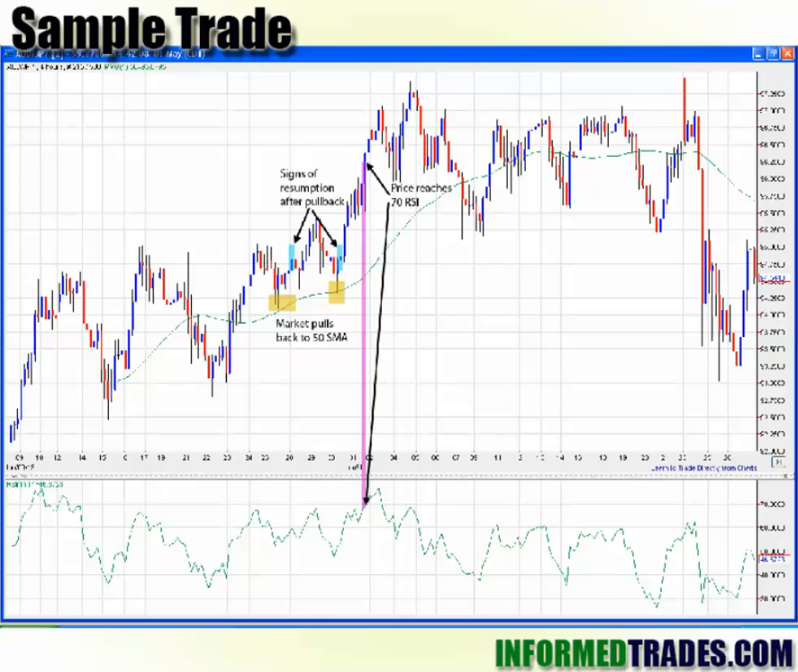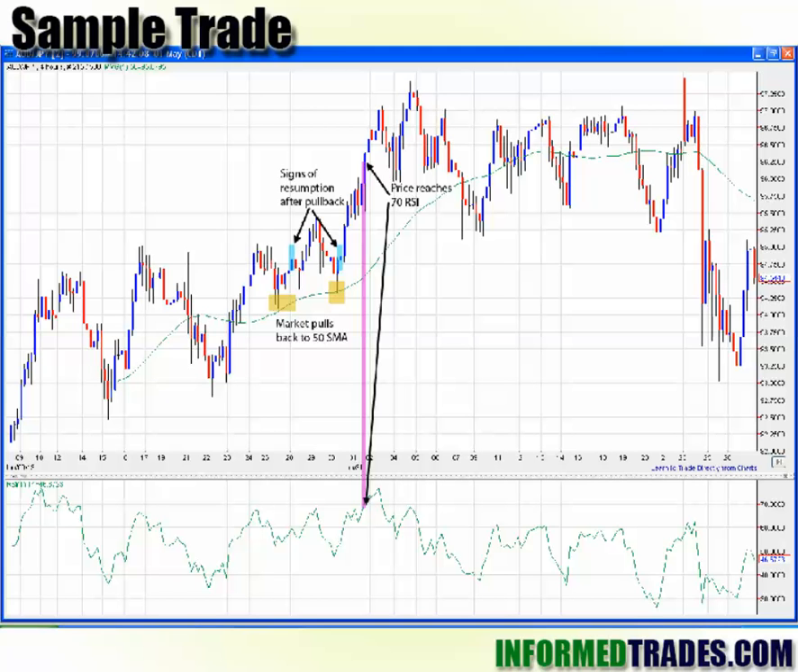You want to see a pullback to the 50 simple moving average. That gives you your entry signal. Or no, excuse me, that gives you almost your entry signal, you've got the pullback. The true entry signal, though, comes when you have signs that the pullback has concluded. So here, the pullback to the 50 simple moving average, that's the pullback you're looking for.